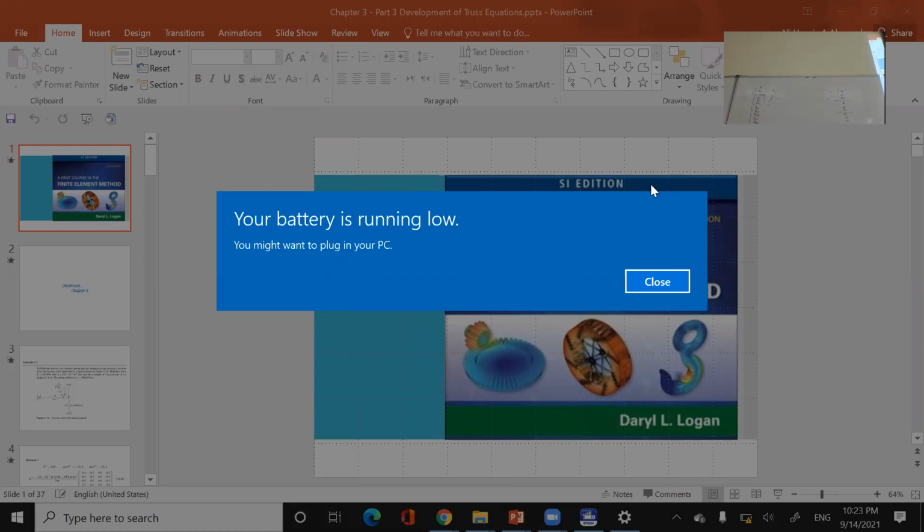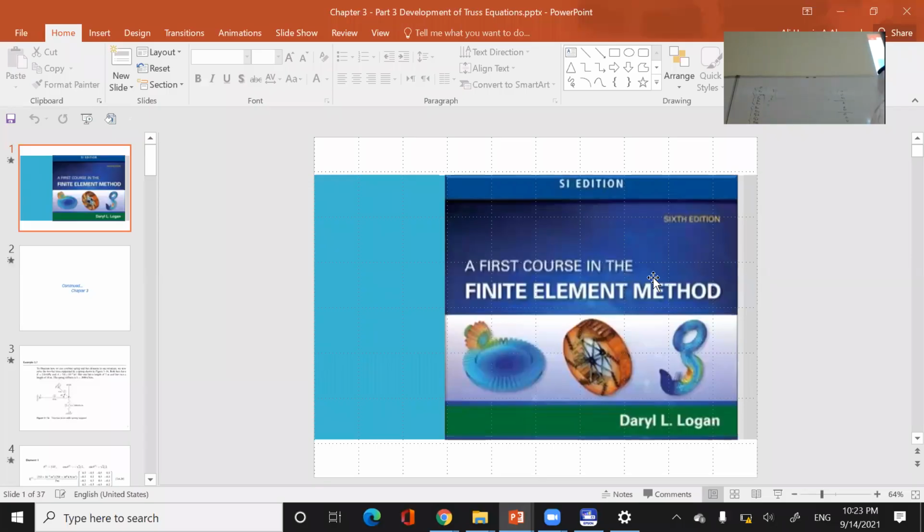Okay, the battery is running. Yeah, if it goes down, the recording will go away. Even my battery is also running. I'm running out of battery, just like the computer.